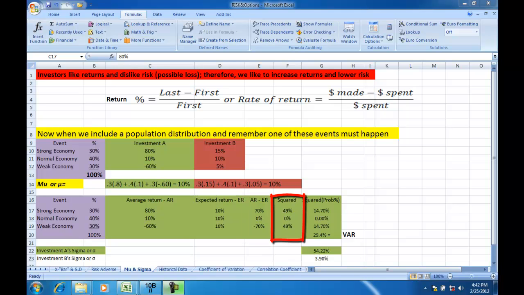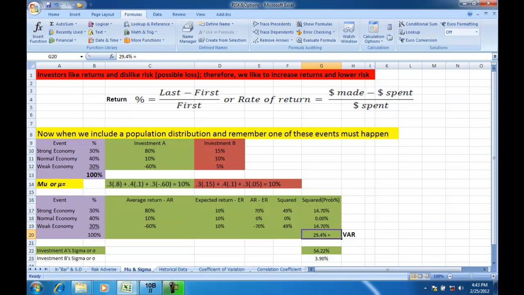I go ahead and square it. 0.7 squared is 0.49. 0 squared is 0, and a negative 0.70 squared is a positive 0.49. Now I go ahead and multiply that by the probability, which is 30% for the strong economy, so 0.49 times the 30 gives me 14.70, and the one at the bottom will be the exact same, and I add them up, and now I have its variance.